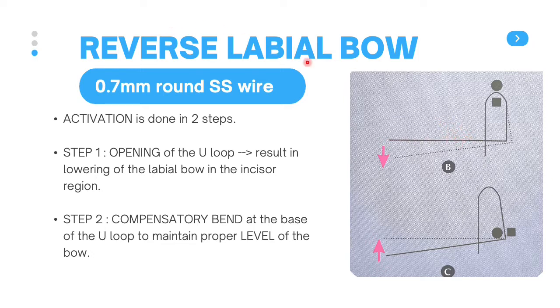But for the reverse labial bow, the activation is done differently from the other labial bows. The first step is opening of the U-loop, and this will result in the lowering of the labial bow in the incisor region. And then step 2 is the making of a compensatory bend at the base of the U-loop to maintain the proper level of the bow.